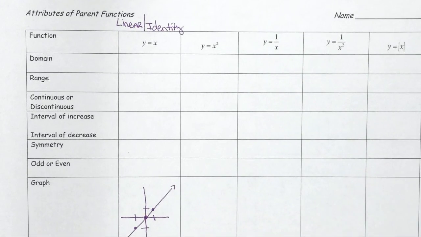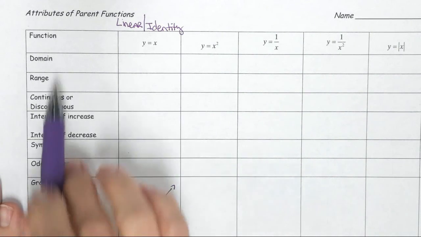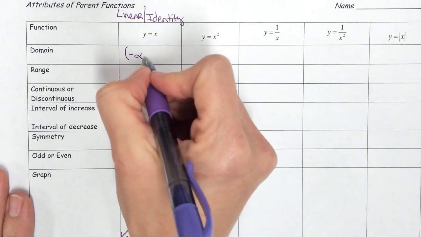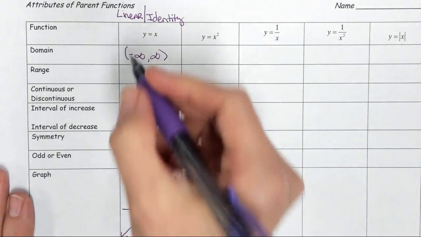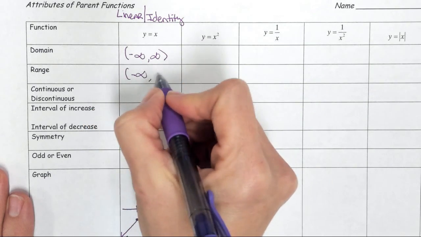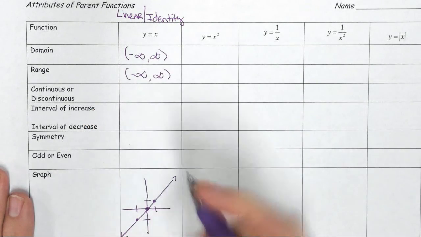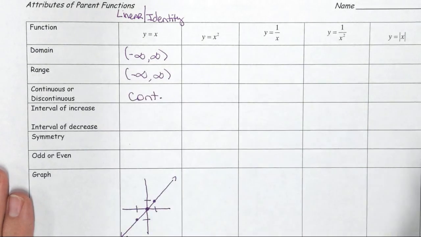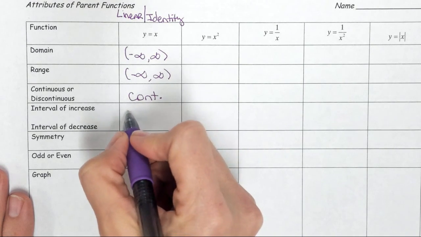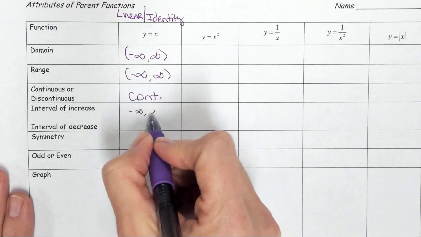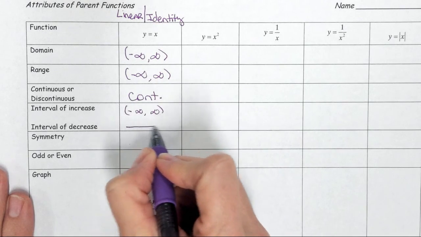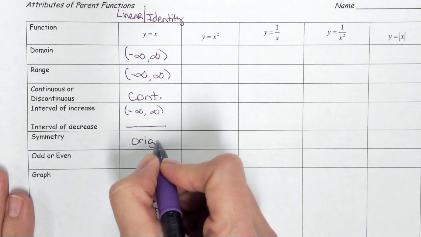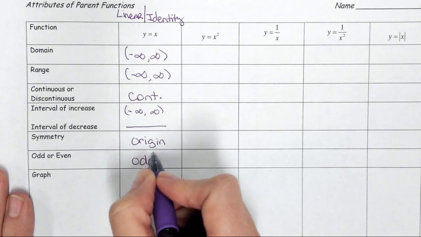So now that we have our graph, we can answer the questions that they're asking. They want to know the domain and the range. This graph has a domain that goes from negative infinity to positive infinity. Its range also goes from negative infinity to positive infinity. There are no holes or asymptotes in the graph, so it's continuous. It's increasing from negative infinity to positive infinity, and it doesn't decrease at all. It has symmetry across the origin, which means it's an odd function.